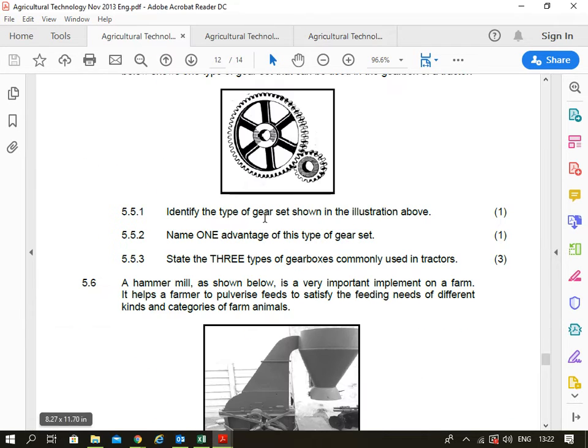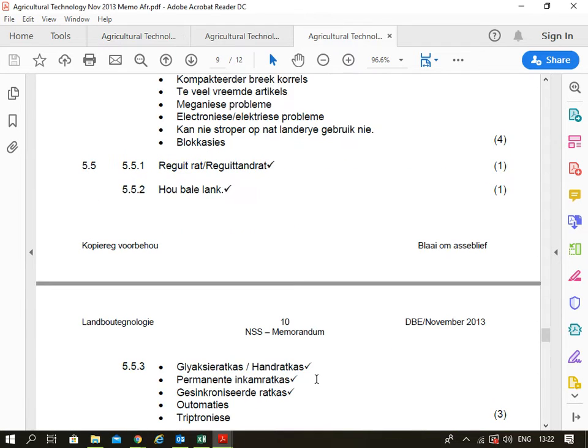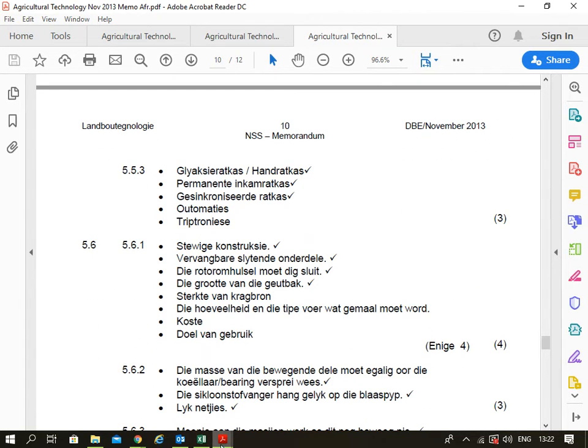Name one advantage of this type of gear. It lasts a long time. It really lasts a long time.